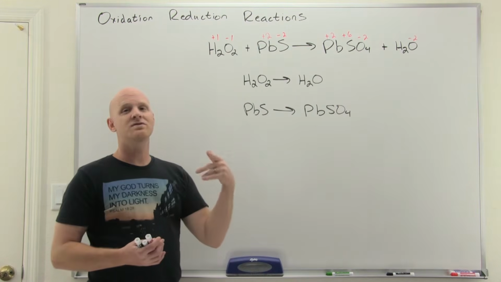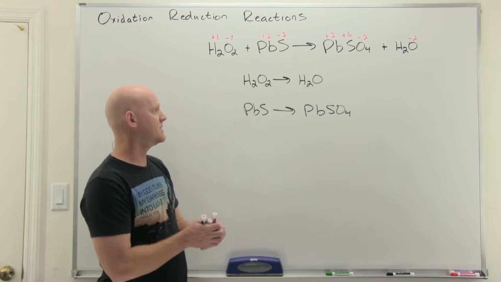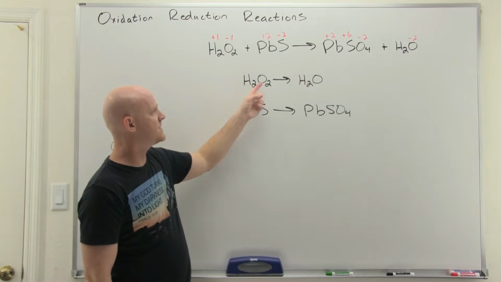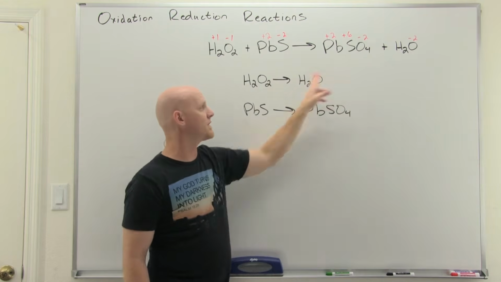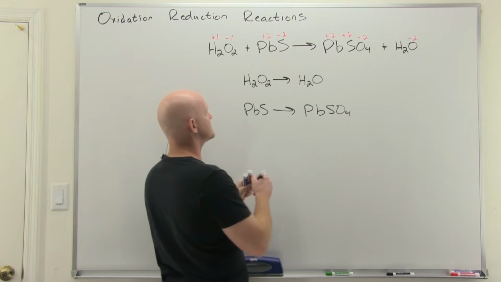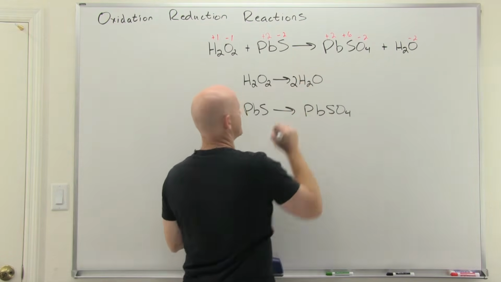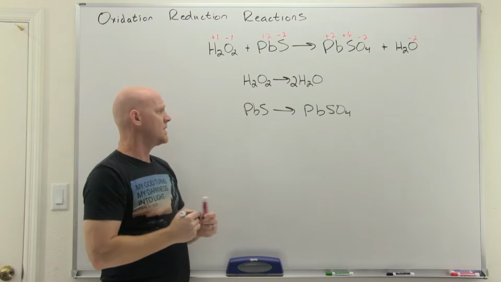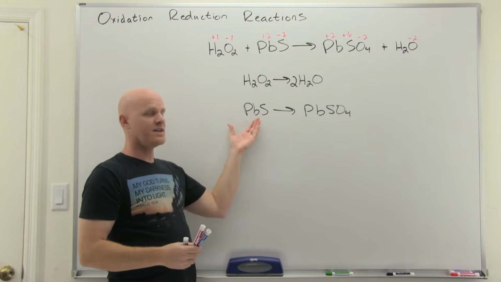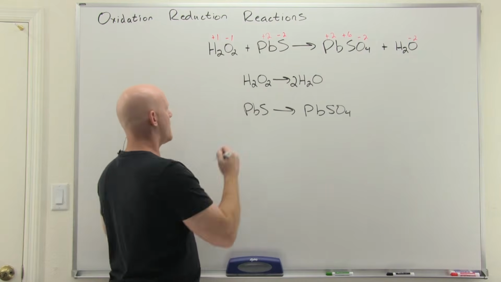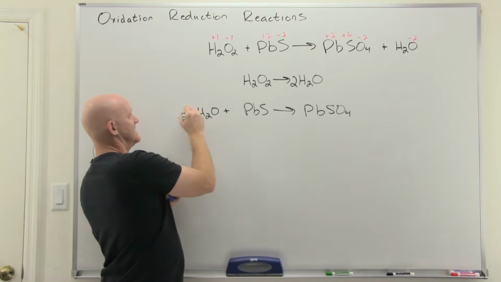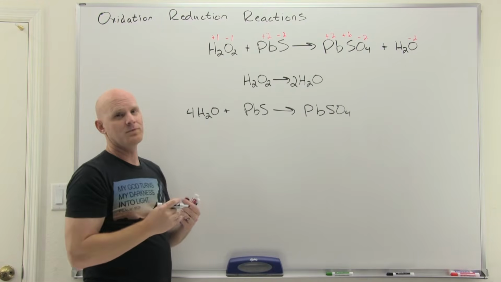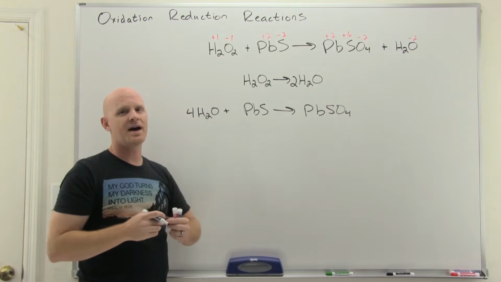So after that, you want to make sure the oxygens are balanced by adding water molecules. Well, in the top one, I've got two oxygens on the left, only one on the right. I would need to add another water molecule. Instead of putting plus water, I'm just going to put a coefficient of 2 in front of this half reaction. Cool. Now for the other one, I've got no oxygens on the left. I've got 4 on the right. So I'm going to have to add water molecules on this side, and I'm going to need to add 4 of them. Cool. And now the oxygens are balanced in both half reactions.